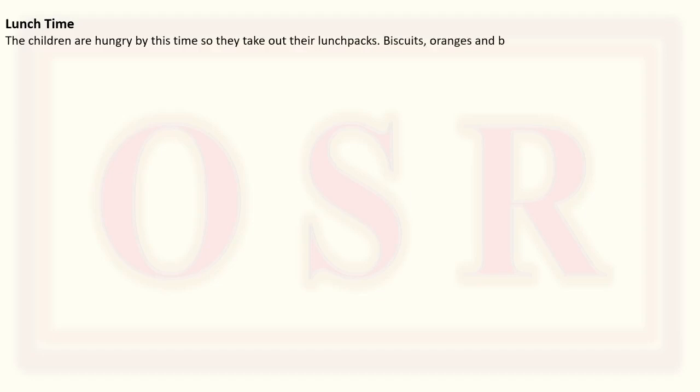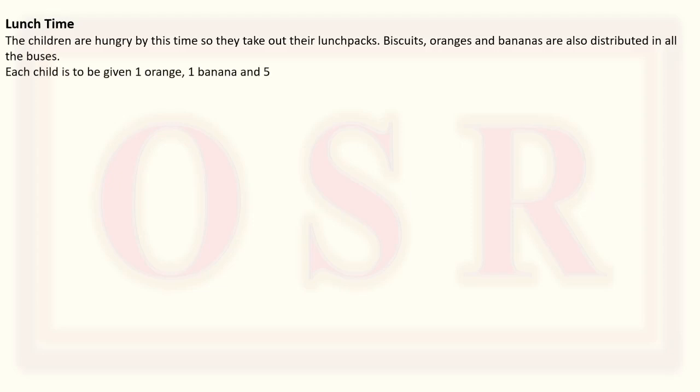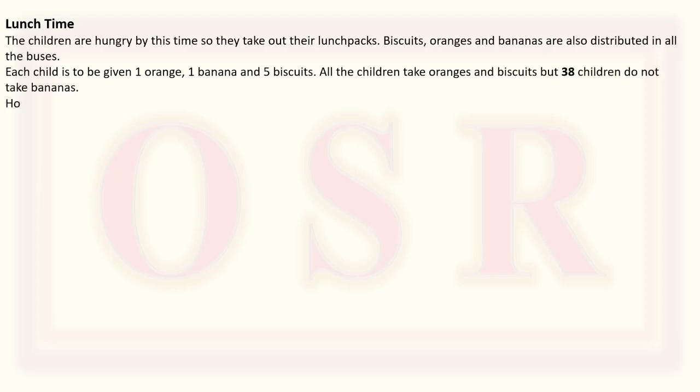Lunch time. The children are hungry by this time, so they take out their lunch bags. Biscuits, oranges, and bananas are also distributed in all the buses. Each child is to be given one orange, one banana, and 5 biscuits. All the children take oranges and biscuits, but 38 children do not take bananas. How many oranges, biscuits, and bananas are distributed?